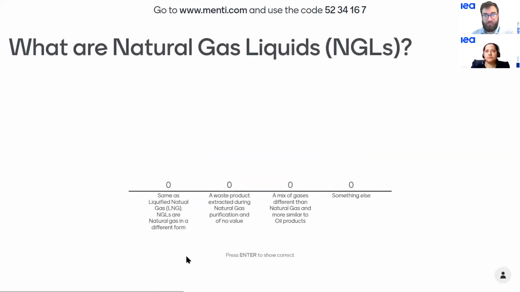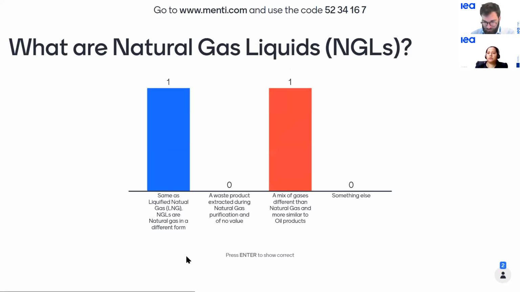Next question. What are natural gas liquids? Is it the same as liquefied natural gas? So NGLs are natural gas in a different form? Is it a waste product extracted during natural gas purification and of no value? Is it a mix of gases different from natural gas and more similar to oil products? Or is it something else? What are natural gas liquids, NGLs?